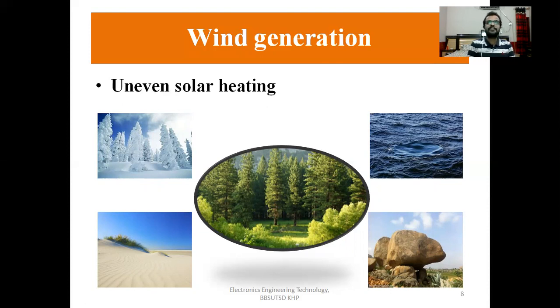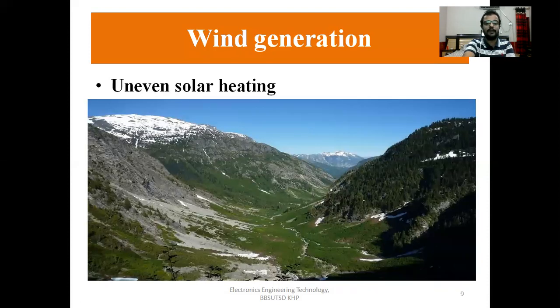So even at the same latitudes, if there is a difference in temperatures, it means that there is a difference in pressure. Okay, so this is also a reason of uneven solar heating. Now the fourth and last one of uneven solar heating is due to the Earth's topographic surface.